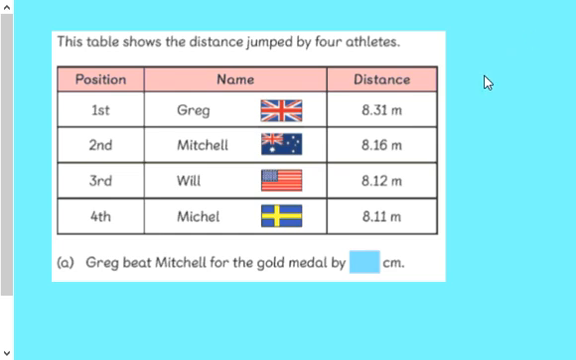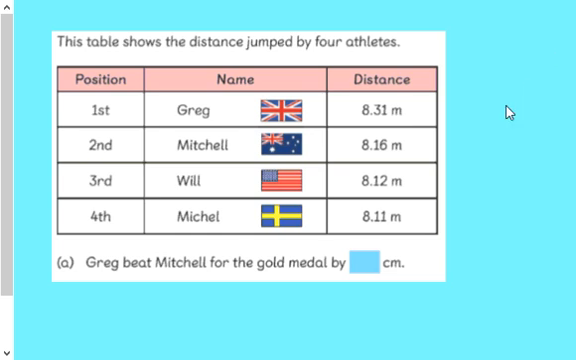Okay, the best way to answer this question is to look. So you're looking at Greg and Mitchell, so you know you're dealing with these 2 distances here. Now, what I would do if I was you, and using what you've learned so far in this lesson, is I would change both of these 2 into centimeters, and then I would subtract Mitchell from Greg, and that would find me the difference. Okay, so press pause, do a bit of converting, bit of subtraction, and then we'll come back together and discuss the answer.